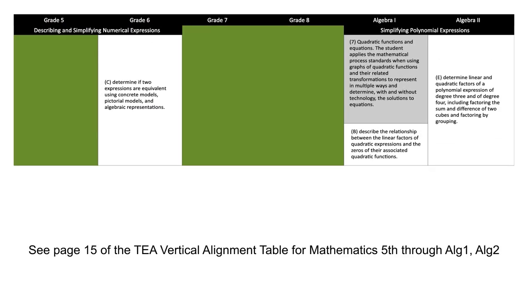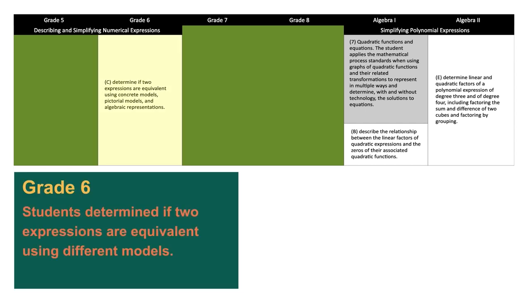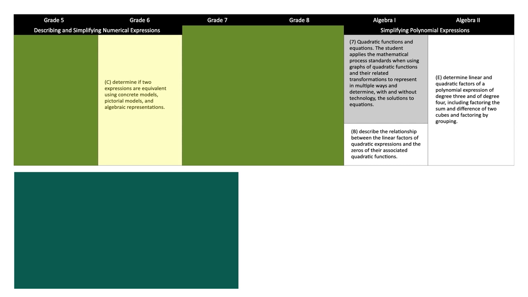Next, we will review the vertical alignment for identifying key attributes for quadratic functions in 7b to understand better what students should have already mastered to support this unit. Starting in 6th grade, students build their skills for Algebra 1 Standard 7b by determining if two expressions are equivalent. They used algebraic representations as well as concrete and pictorial models.